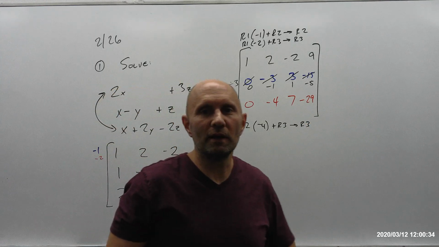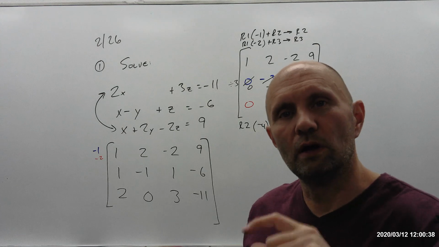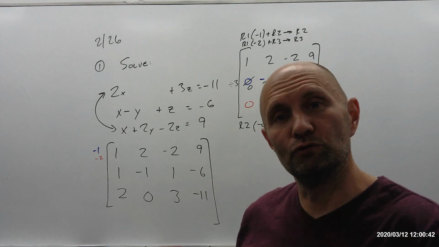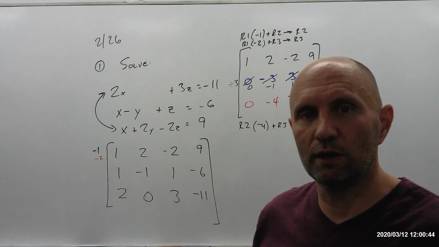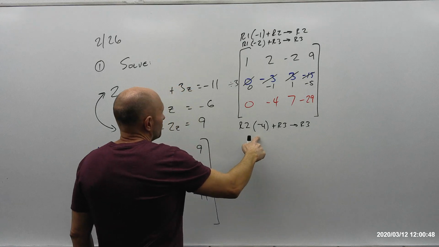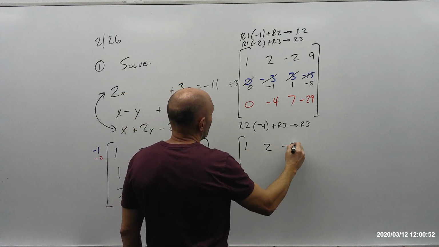This is going to be our methodology. We're going to use row 1 to get a 0 in row 2. We're going to use row 1 to get a 0 in row 3, and then we'll use row 2 to get a 0 in row 3. Then we can get out of the matrix. If I do this, row 1 and 2 stay the same: 1, 2, negative 2, 9.